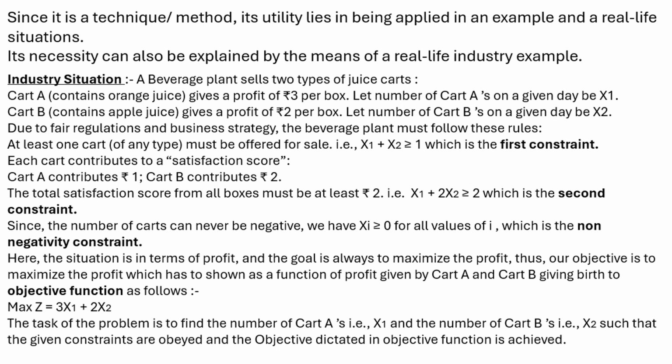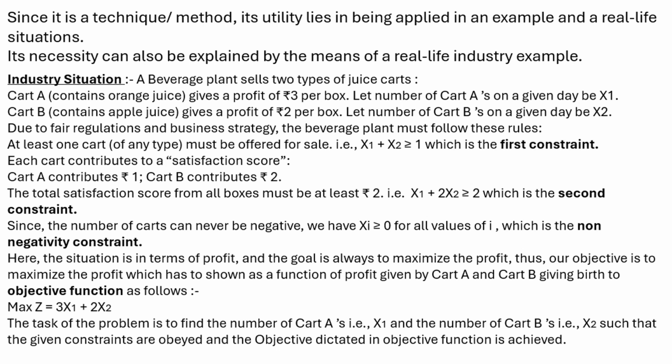Now if we look at the way in which this situation is put forth, the entire situation is in terms of profit. The context is profit. And in any business, the goal is always to maximize the profit. So our objective is to maximize the profit, which has to be shown as a function of the profit given by cart A and cart B, which gives birth to the concept of the objective function, which is as follows: max of z.